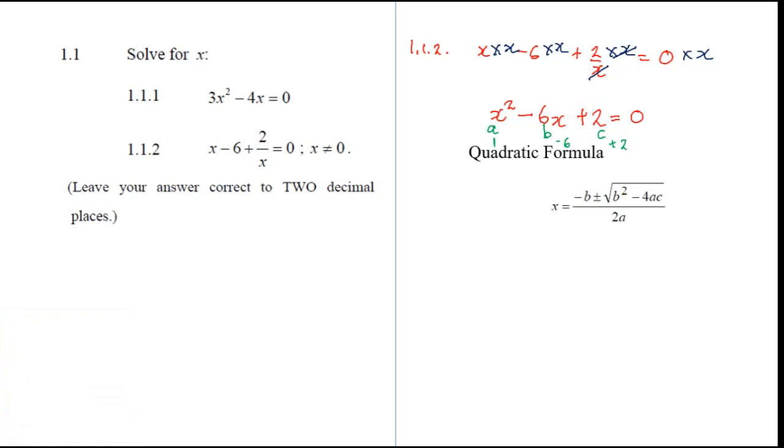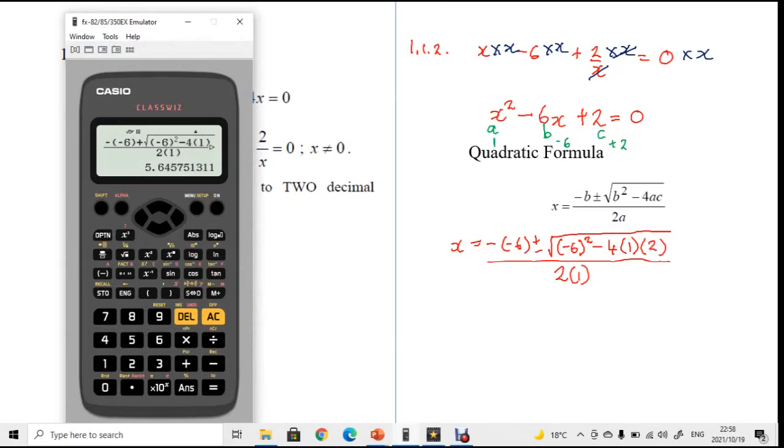Okay, so let's do that. So x is equal to negative b, so that's negative 6 plus or minus the square root of negative 6 squared minus 4 times a, which is 1, times c, which is 2, all under the same square root, over 2 times a. So I'm just going to bring up my calculator quickly. Okay, so let's calculate that.